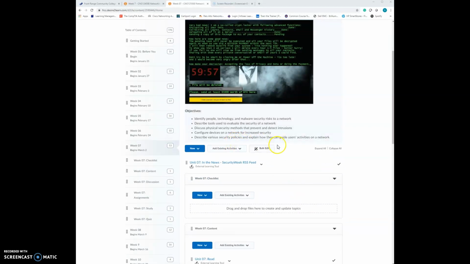Describe various security policies and how they can guide users' activities on a network. Once again, I think this will probably be your discussion point. If you look around school, there's going to be a guide to say, okay, you're allowed to do this on the campus computers. You're not allowed to do that. It should be posted in the computer commons at every campus. Probably going to be in a few rooms on campus that have computers, or should be.